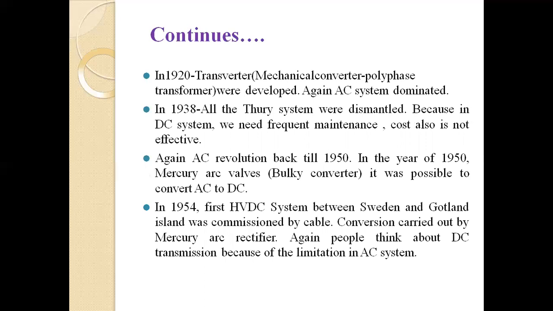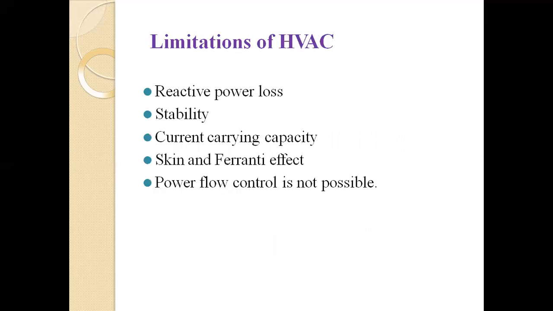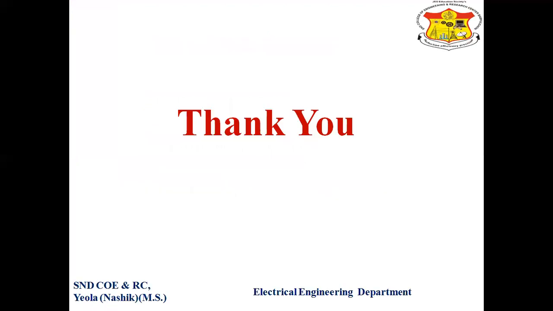Next, again, AC revolution. Back till 1950, in the year 1950, the bulky mercury arc valve converter made it possible to convert AC to DC. In 1954, the first HVDC system between Sweden and Gotland was commissioned by cable. Conversion was carried out by mercury arc rectifier. Again, you can think about DC transmission because of the limitations of the AC system. What are the limitations of the HVAC system? First, reactive power loss. Second, stability. Third, current carrying capacity, skin and ferranti effect. And last, power control or flow control is not possible. So, thank you very much for today's lecture.